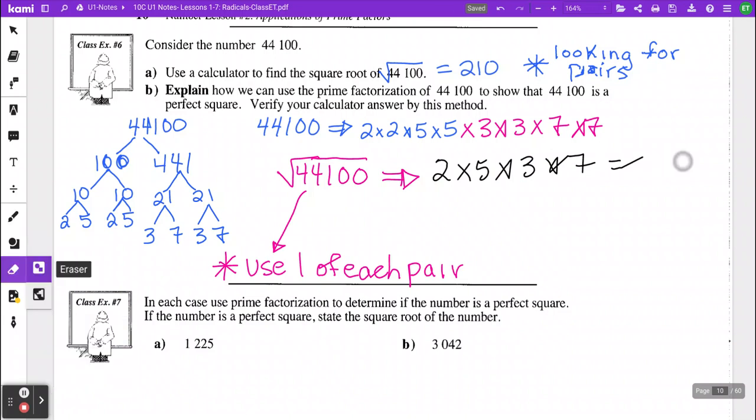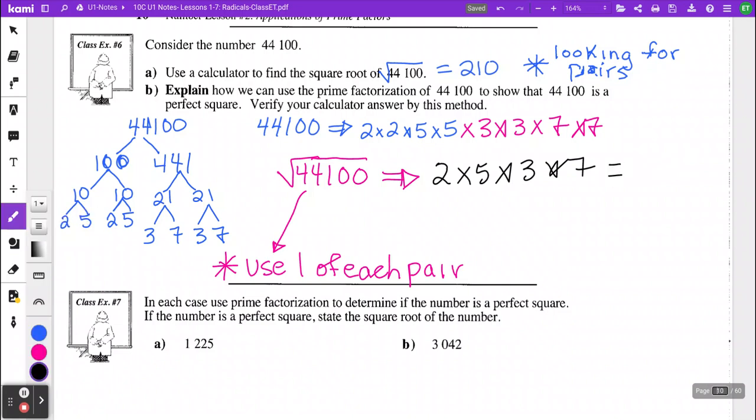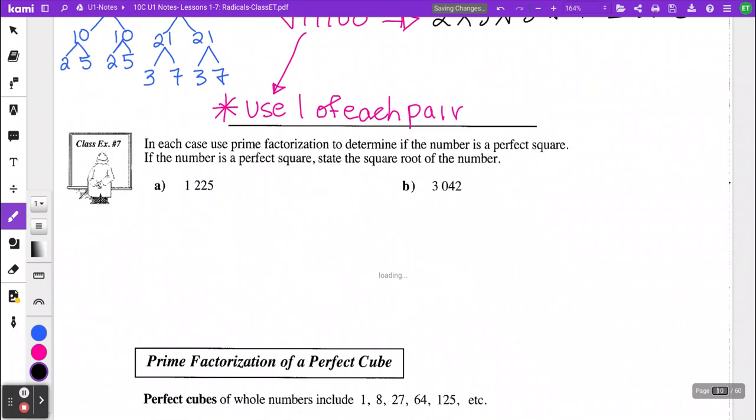Holy glitch. Stop it, go down. 2 1 0. There we go. Alrighty.